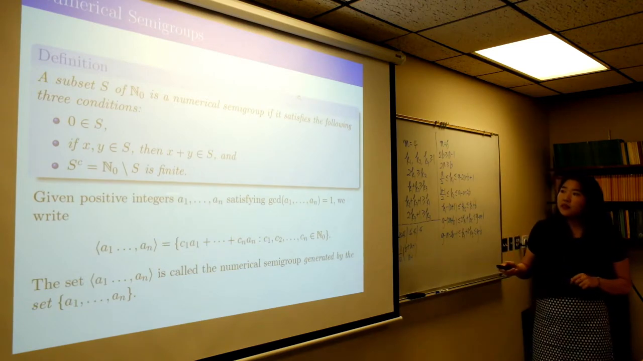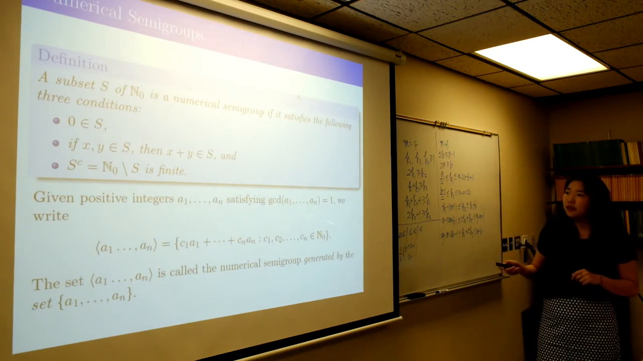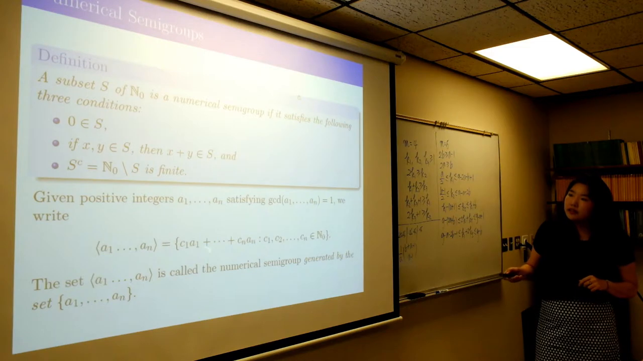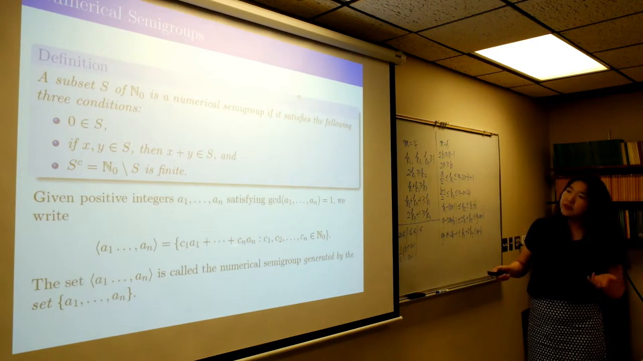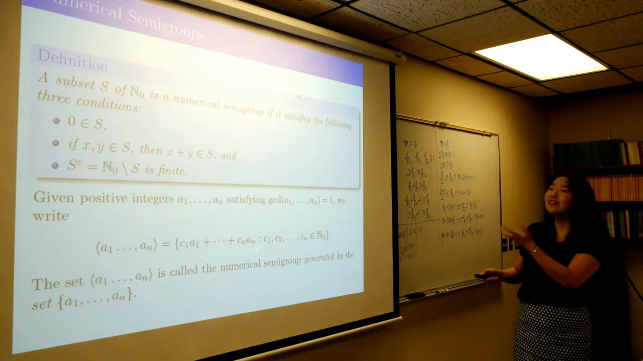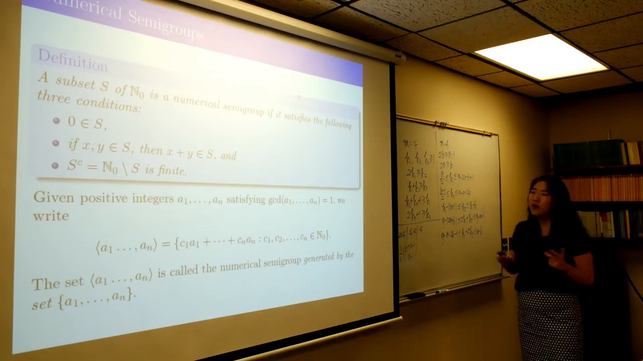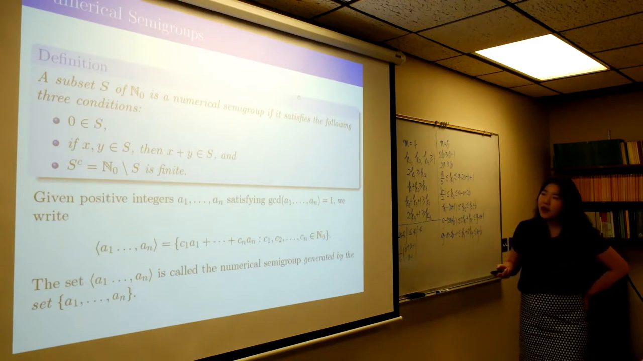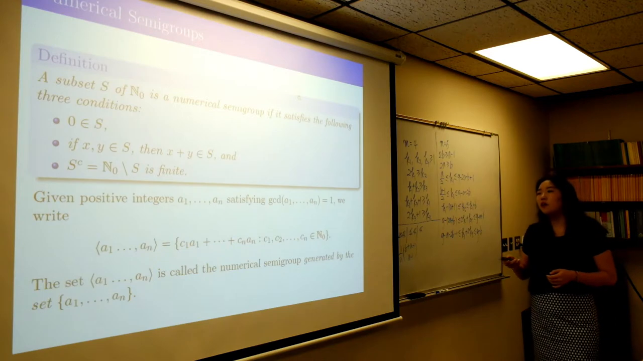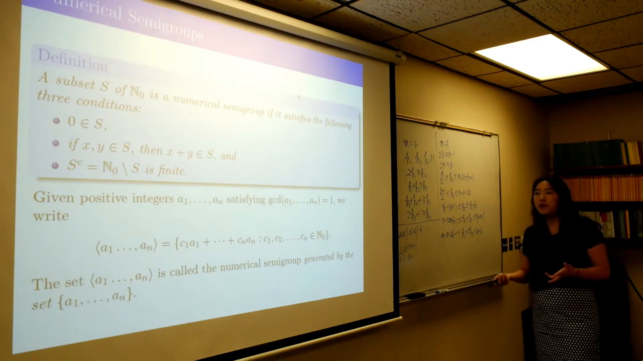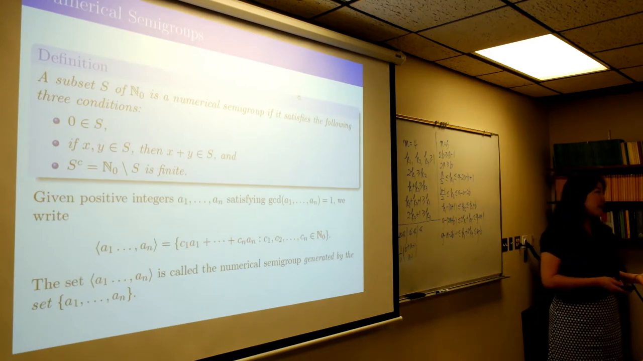If there are positive integers a1 through an satisfying this condition, then this set is always a numerical semigroup. The elements of this set are simply the linear combinations of a1 up to an with non-negative integer coefficients. And this set is called the numerical semigroup generated by a1 up to an.